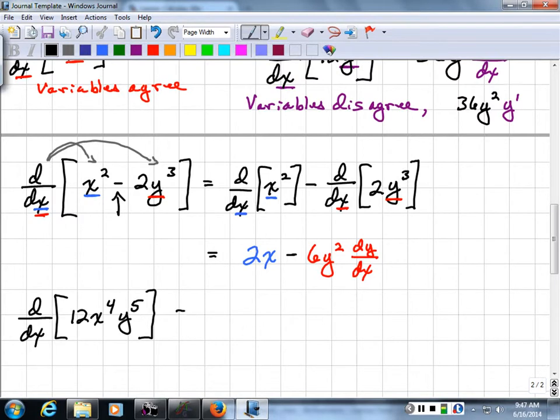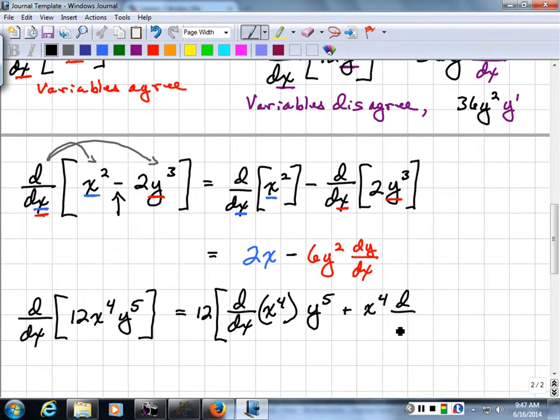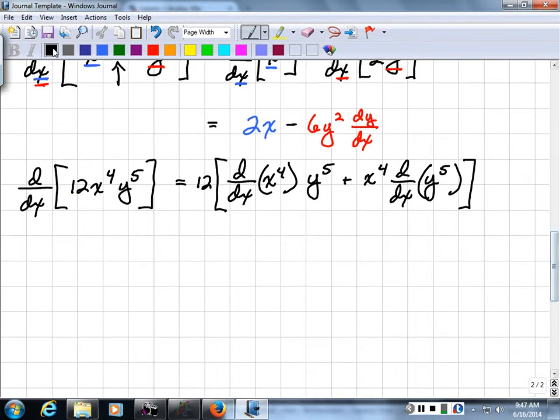This is going to be equal to the derivative of the first factor. In fact, you know what? I'm going to go ahead and not even worry about the 12 because that's a constant. So we're going to put the 12 out here, and we're going to multiply that by the derivative of the first factor times the second factor plus the first factor times the derivative of the second factor. And this is what I'm looking at. The 12 is just going to stay outside for right now.